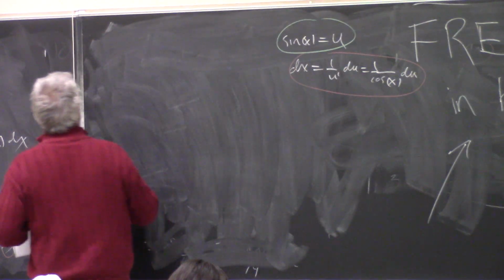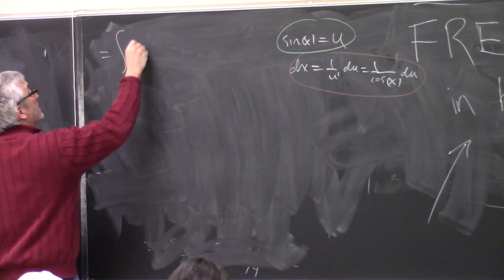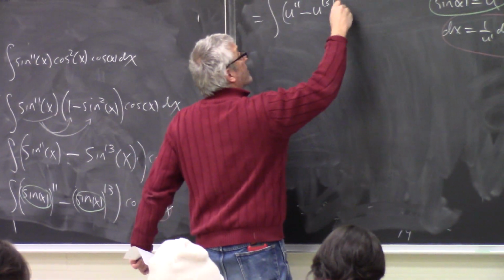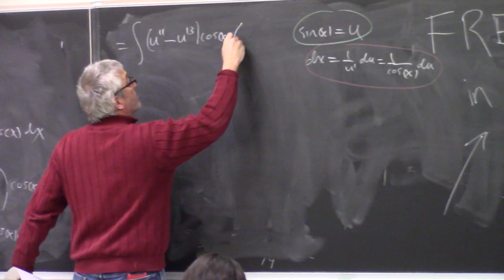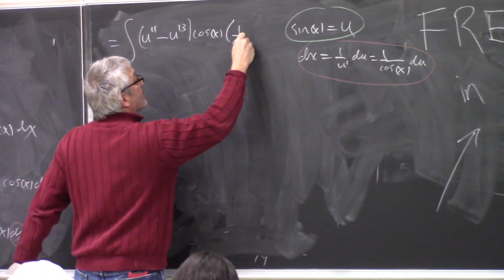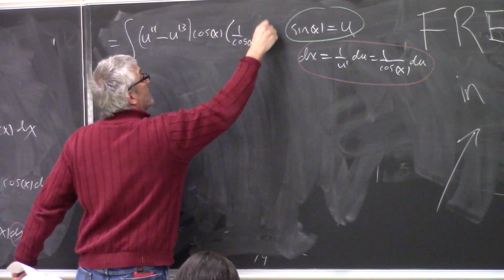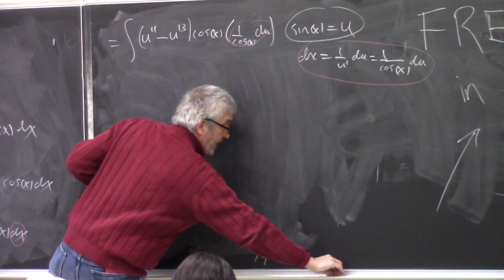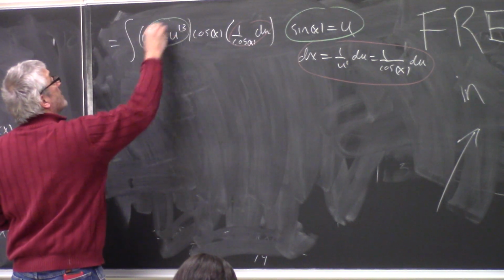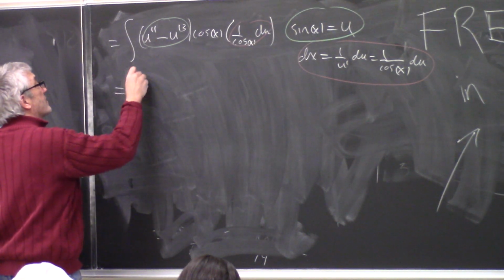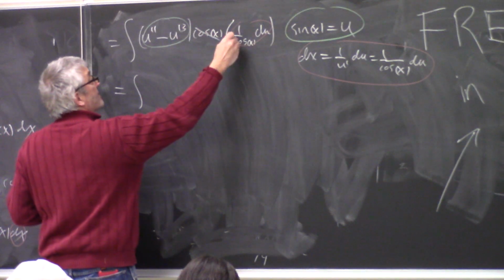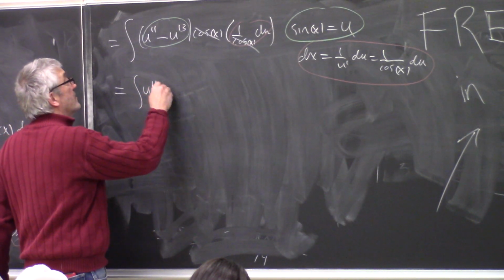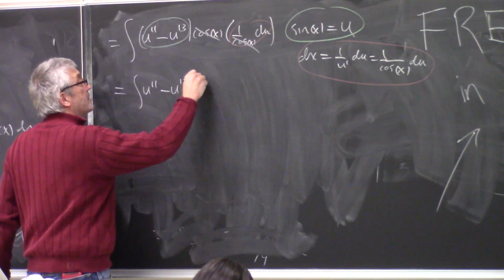So when I do that, I get u to the 11th minus u to the 13th, and I still have cos x, but then I have 1 over cos x du. So I did that red substitution there, and I did that green substitution there. So this is the substitution step, and then I cancel. So I end up with the integral of u to the 11th minus u to the 13th.